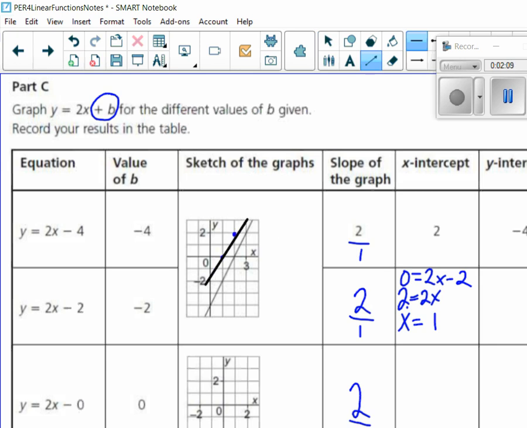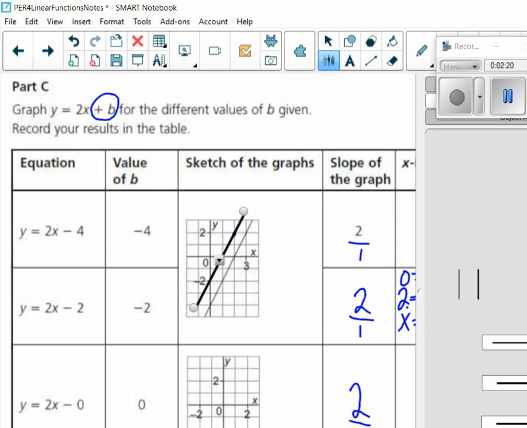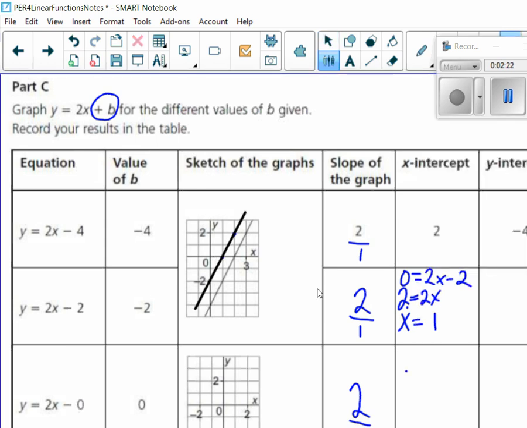Anybody know how to find the y-intercept? Who knows how to find the y-intercept? Make x 0. Very good. So now we're going to make x 0. We get y equals 2 times 0 minus 2. What happens when we make x 0? This whole thing goes away, and we get y equals minus 2. And you can see it clearly goes through minus 2 right there.